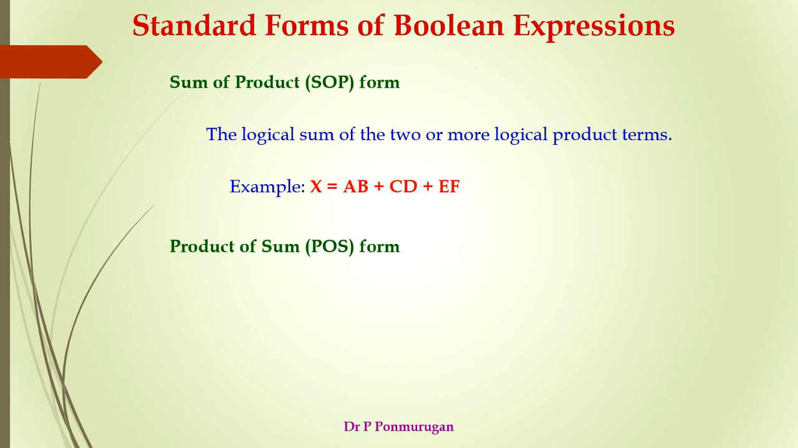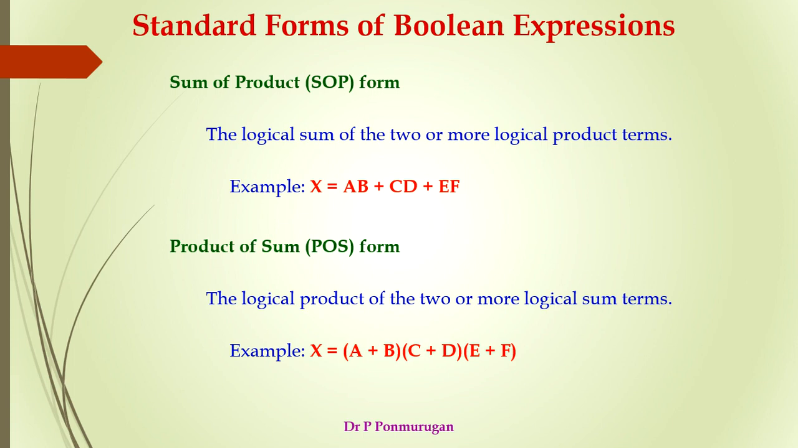The next is the product of sum form. The logical product of two or more logical sum terms is said to be the product of sum form. This is the example for it. So a plus b is a sum term, c plus d is another sum term, e plus f is another sum term. These three sum terms are ANDed, right? With these three sum terms, a logical product operation is performed. Such a way of expressing a Boolean expression is said to be a product of sum form or POS form.